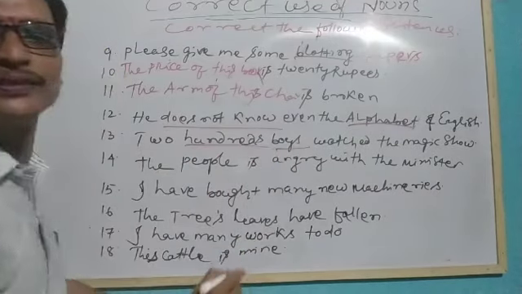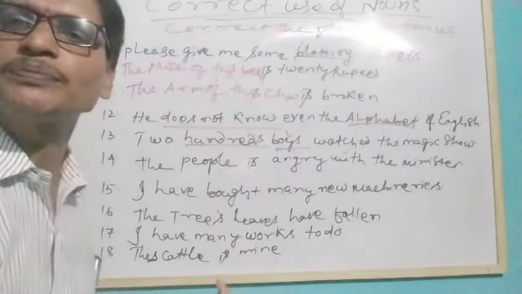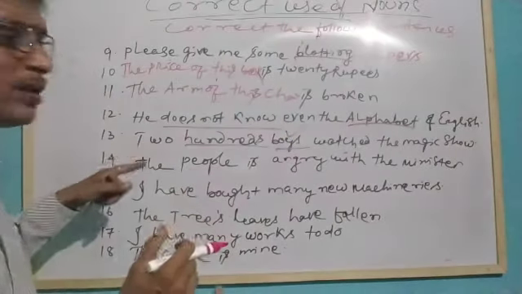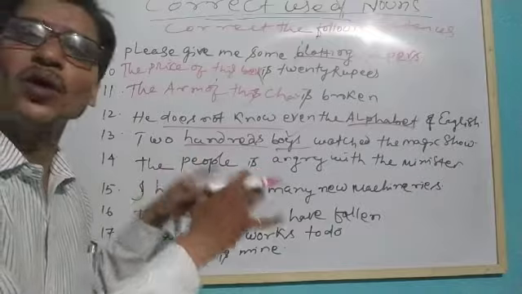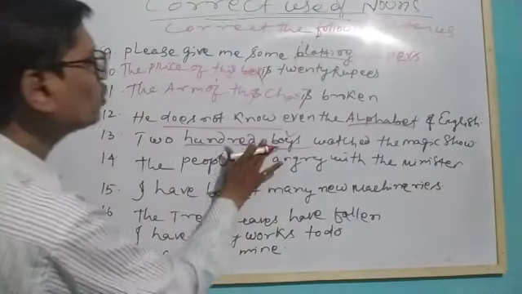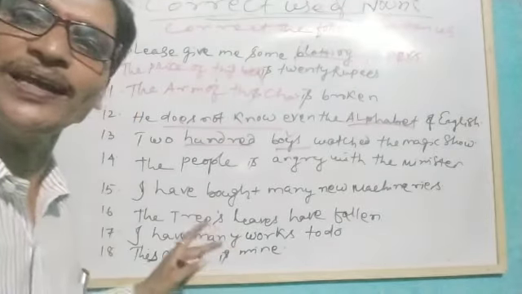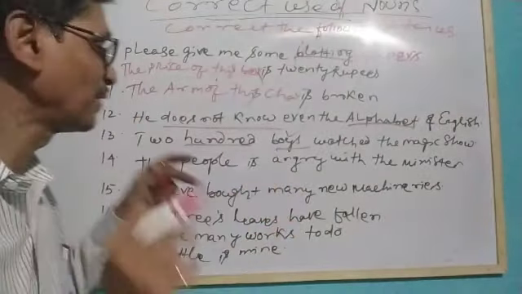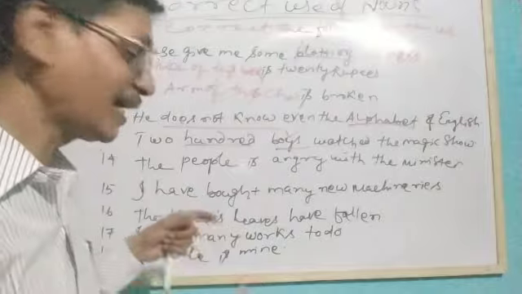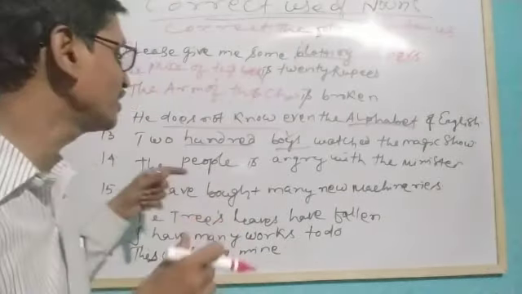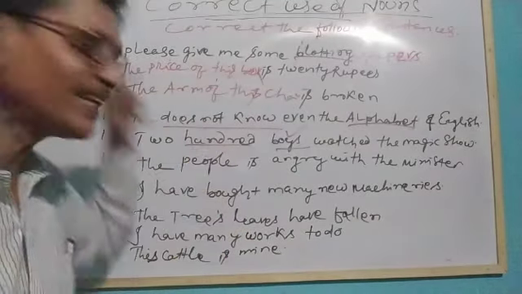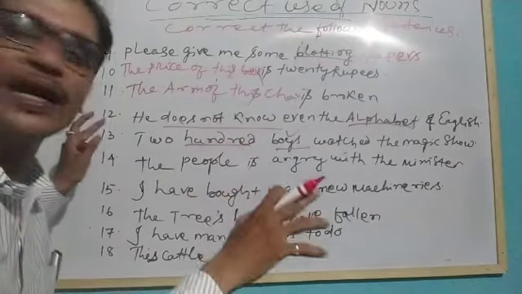200 boys. Boys is already a plural subject. When we are talking about hundreds, it will be wrong. So we can make it 200 boys, which will be correct. For singular and plural use of nouns, when a noun is used as an adjective, it can never be plural.